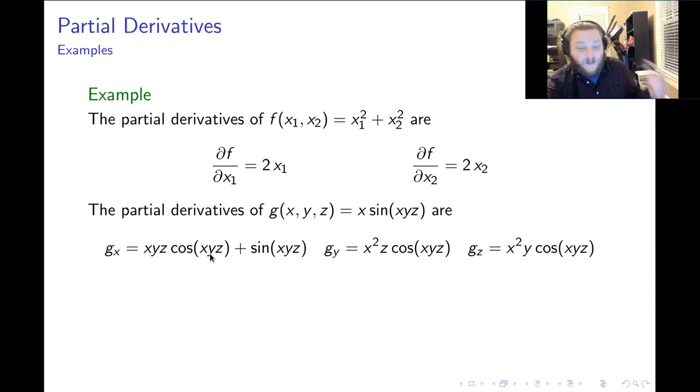But then to complete the product rule, I then hold the second part constant and multiply by the derivative of the first part. Well, the first part's just x, so the derivative is 1, and then I'm just multiplying by sine of xyz. So I've used the product rule to calculate this first partial derivative. Now let's take the second partial derivative. The second partial derivative will be with respect to y.